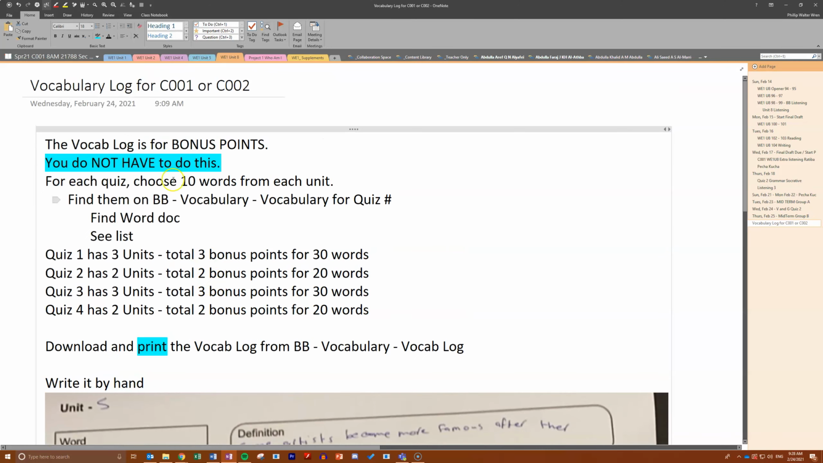Remember, the vocab log is just for bonus points. If you do not do this, you will not lose marks. But if you do it, you get bonus points for the vocabulary quiz. So for example, quiz 1 has 30 words, and you can get a total of 3 bonus points.